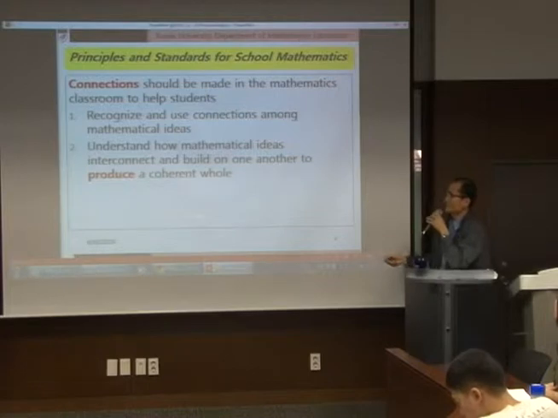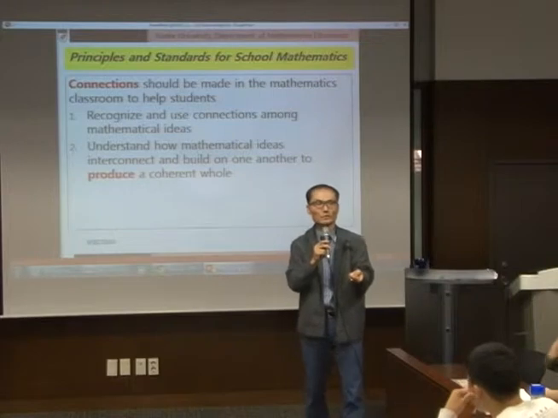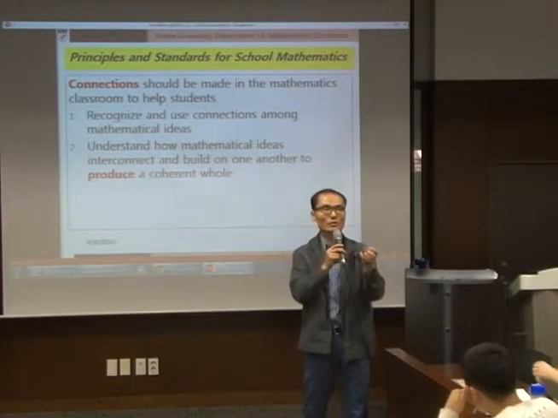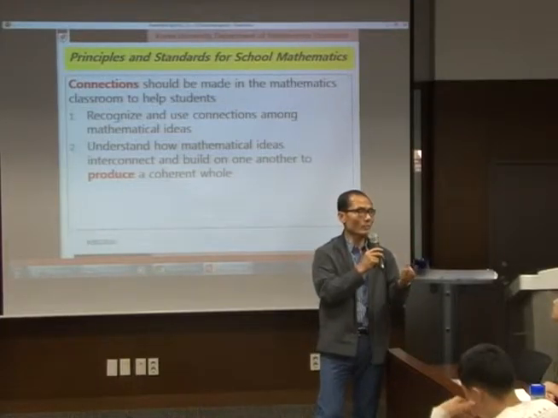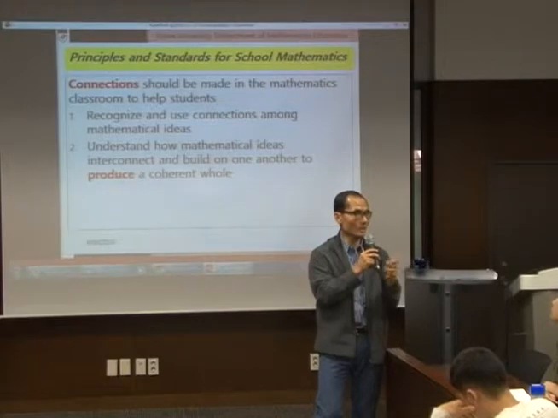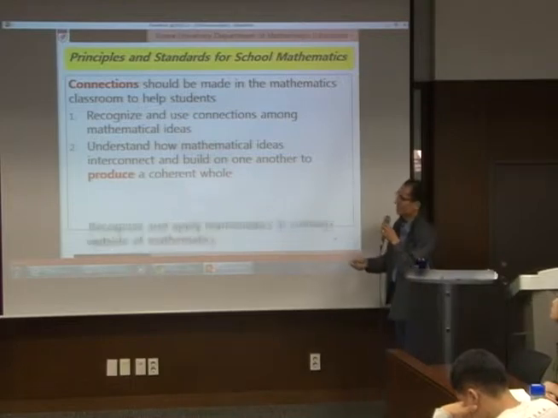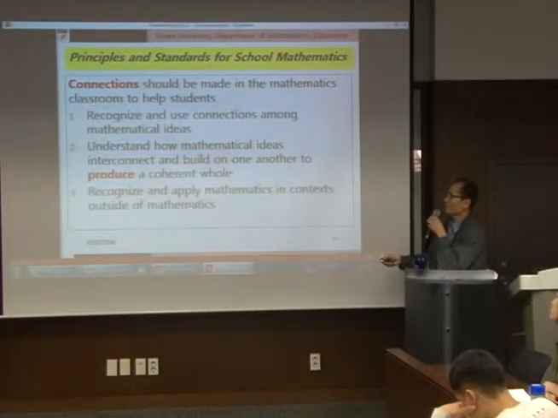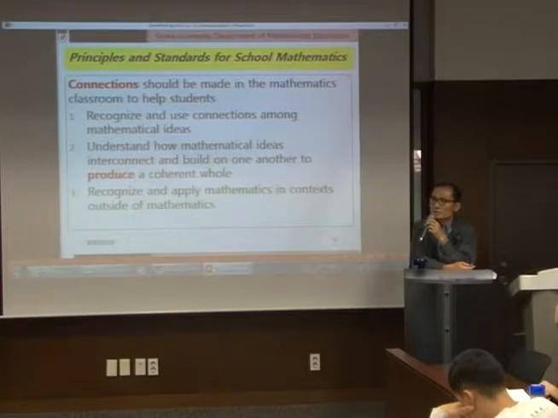So according to the NCTM standard, a coherent whole is not just connection between mathematical ideas within one topic, but also connection between mathematical ideas across topics. Make sense? That's why they pointed this out. And finally, outside of mathematics, as you can see, recognize and apply mathematics in contexts outside of mathematics. You do know what each statement means to you, right?